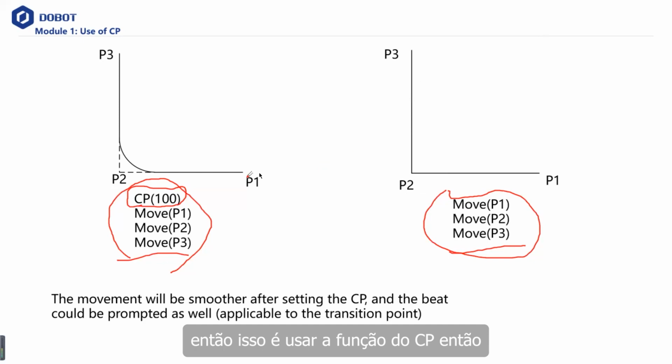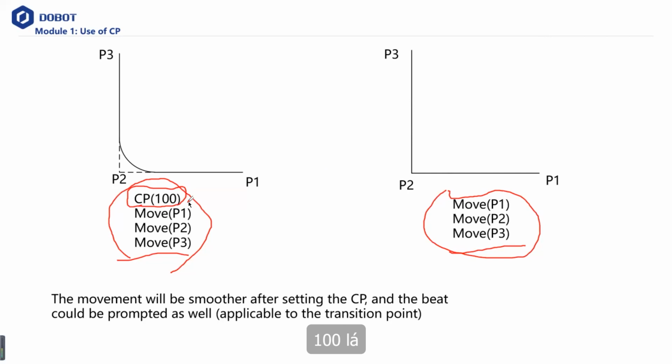So this is the function of CP. If you don't want the robot to go too smoothly, you can decrease the value a little bit. You don't have to put 100 in there.